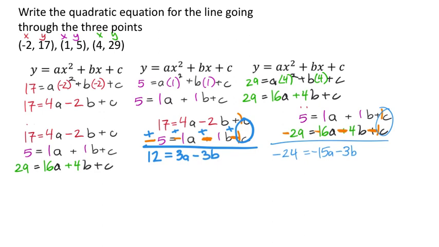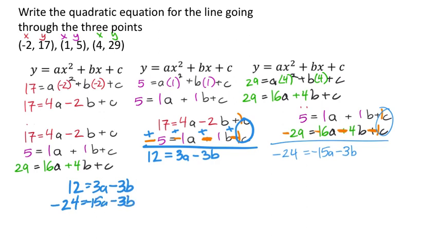Let's take these and separate them. These problems, they are long, okay? So you have to be careful. If I've made a mistake right now, it's going to really do a number on us later on. So we got to be careful. So -15a and then a -3b.